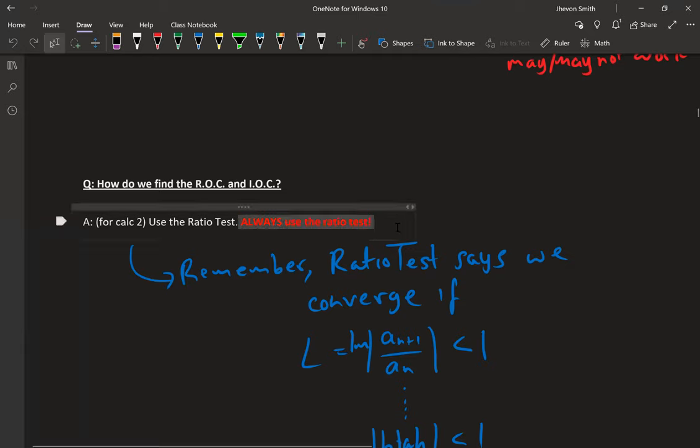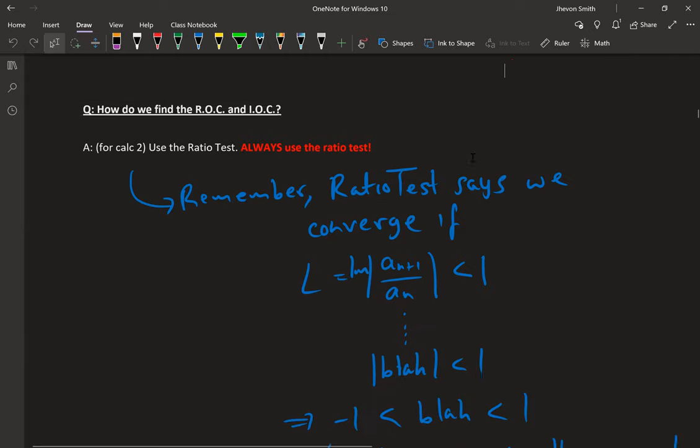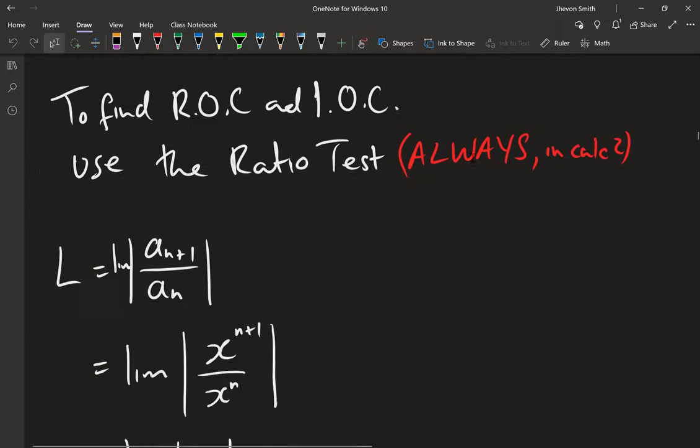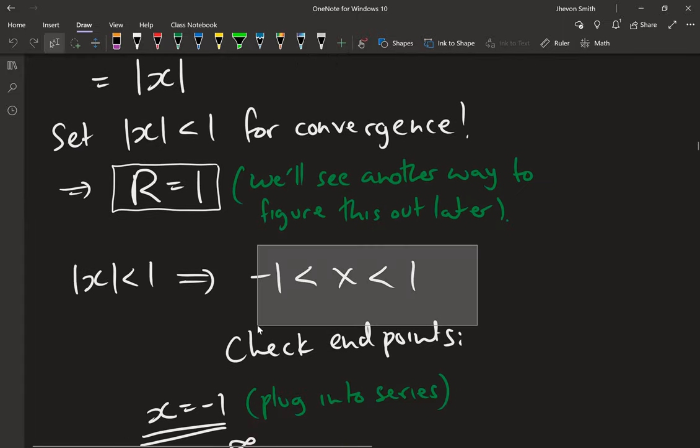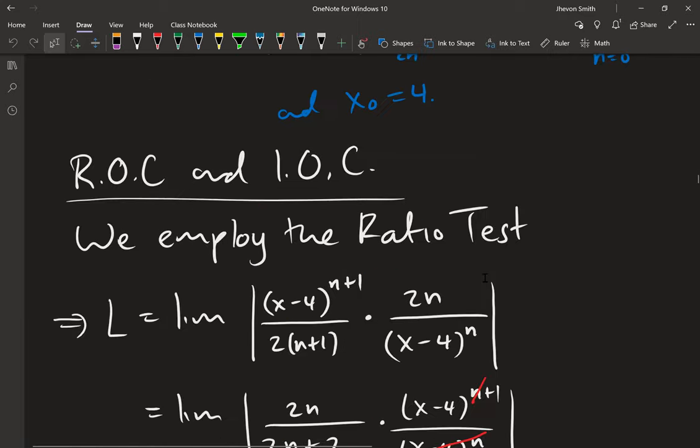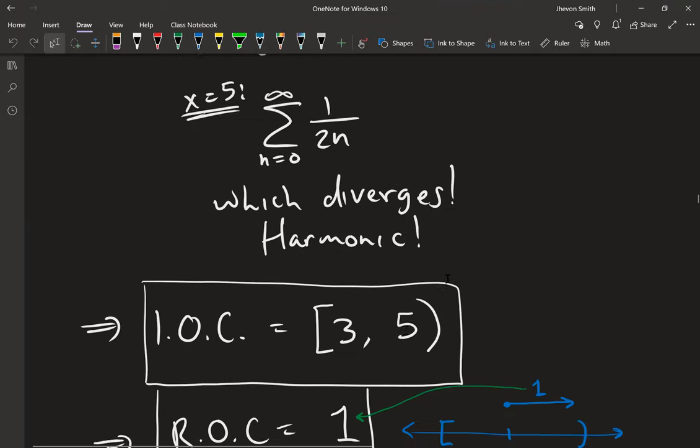And as I mentioned, you always use the ratio test. If you're a Calc 2 student and you're asked this question, it's always going to be the ratio test. Now, we did a few examples. We did one that converged absolutely, but did not converge at the endpoints. We did an example where we converge at one of the endpoints, but not the other one.